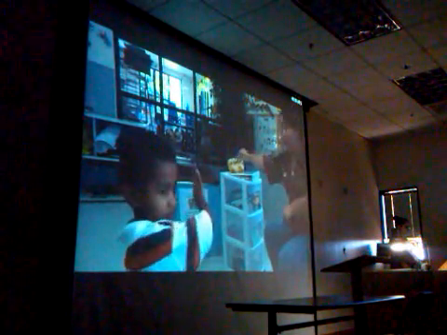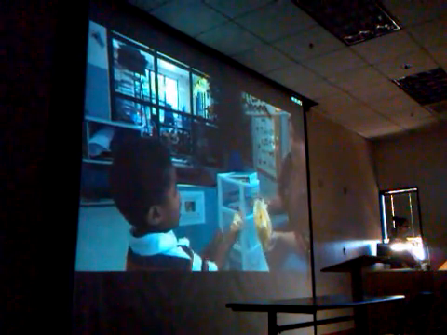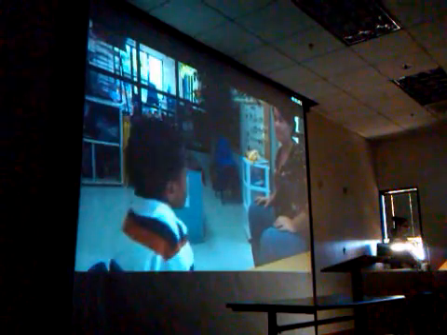Eventually, the degree of touch can be lessened and the student will be able to perform the task independently. What do you want? Oh, you want the popcorn!